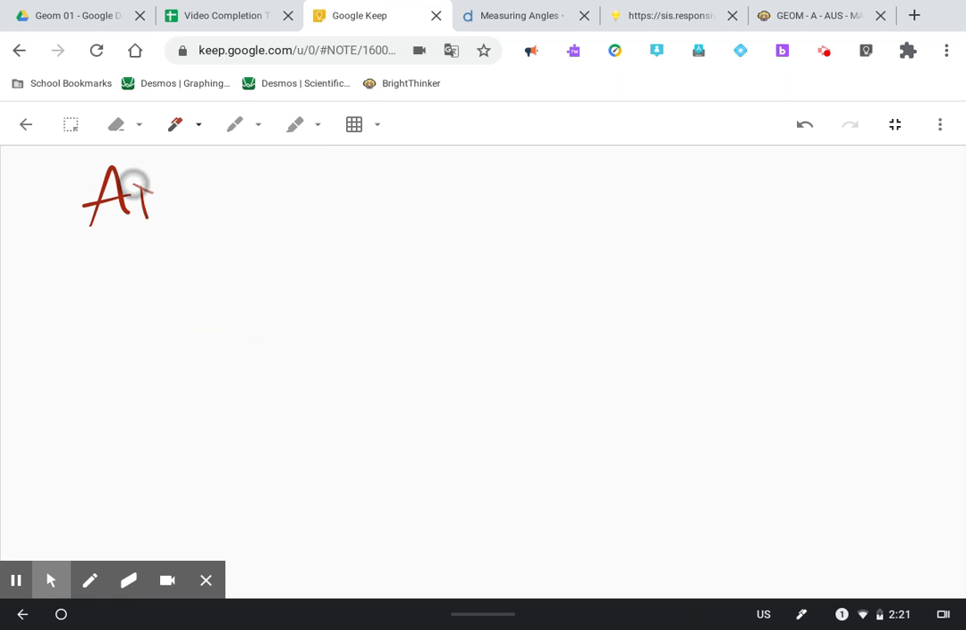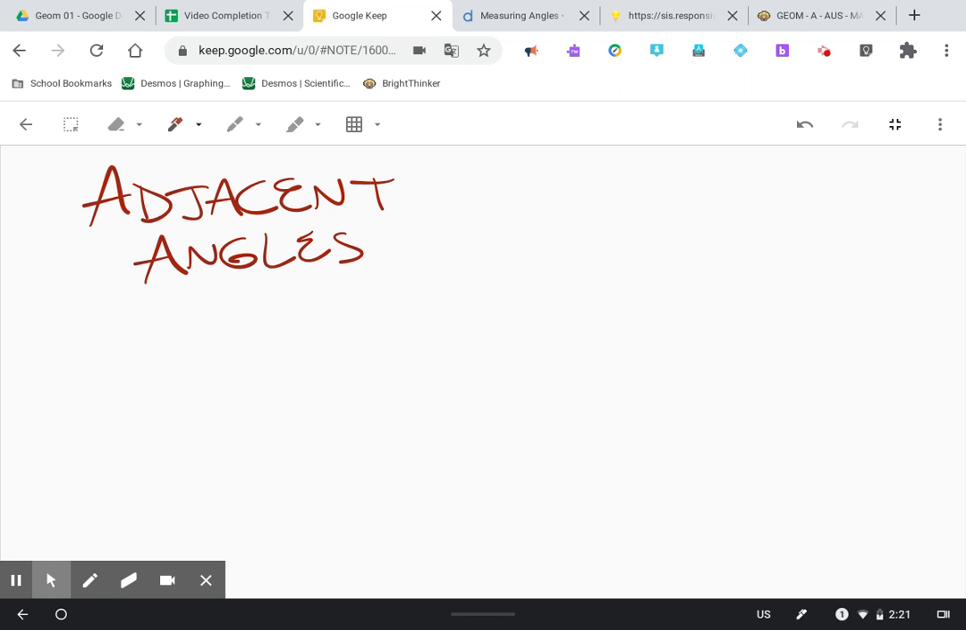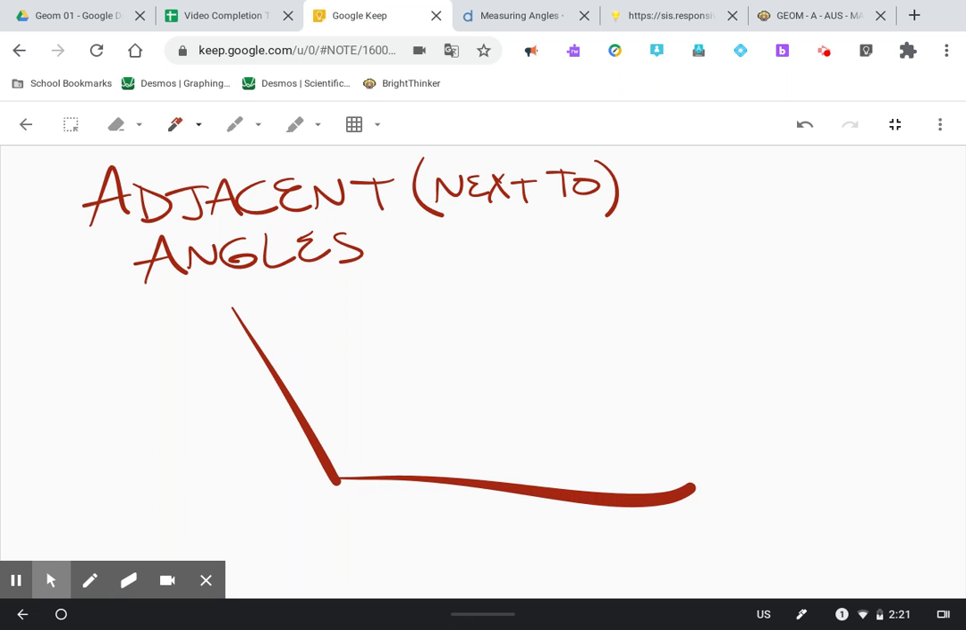So the first type they introduced to us is adjacent. So adjacent angles. Adjacent angles are angles that are next to each other. Adjacent means next to. So adjacent angles would be any angles that share two things. They have to share a common vertex, and they have to share a common ray.